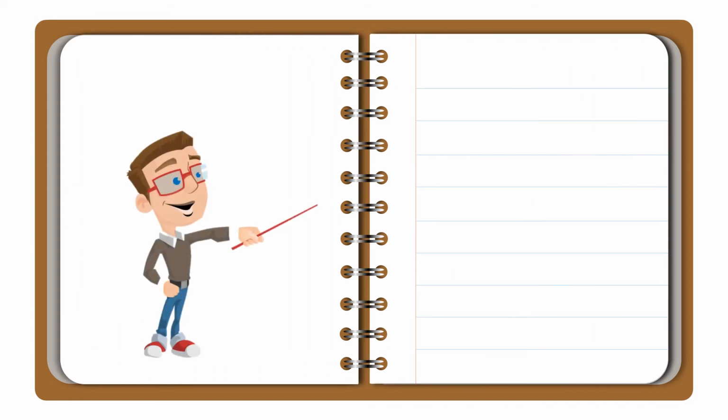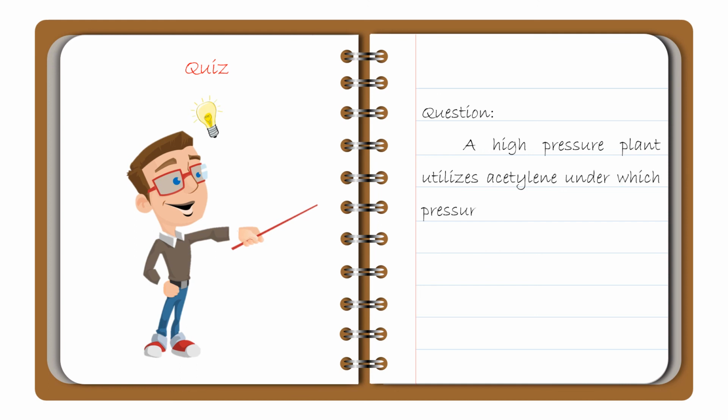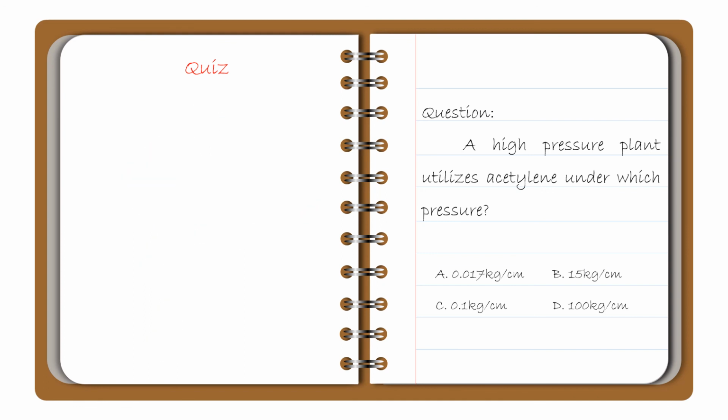For the remembrance of this topic, we are going for a quiz. The question is: a high-pressure plant utilizes acetylene under which pressure? A. 0.017 kilograms per centimeter squared. B. 15 kilograms per centimeter squared. C. 0.1 kilograms per centimeter squared. D. 100 kilograms per centimeter squared.